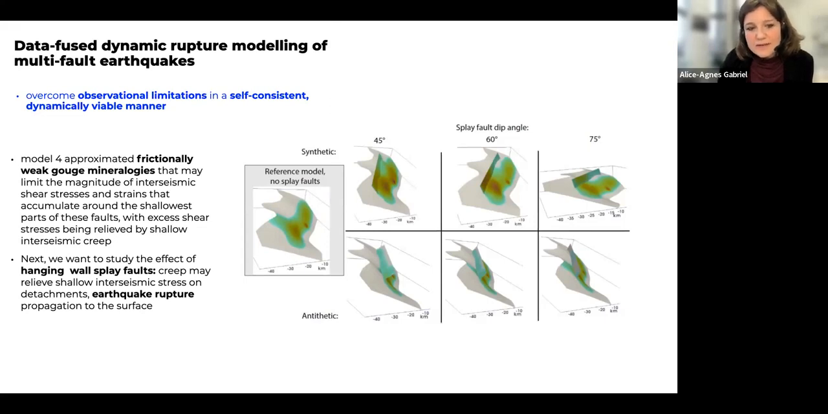So during earthquakes, splay faults may be activated and branching out and may support earthquake rupture propagation to the surface. And that's indeed what we're seeing. This is preliminary work by James, where we've been adding a splay fault dipping 45, 60, or 75 degrees. And we can observe how this is really suppressing shallow slip. And because they're just more favorably oriented, the earthquake dynamically branches out, breaks preferably a splay fault to the surface.